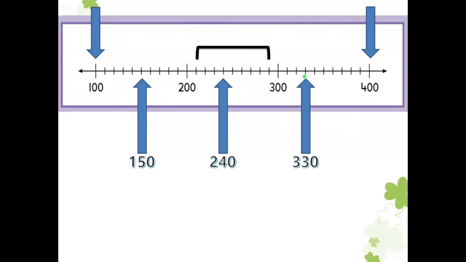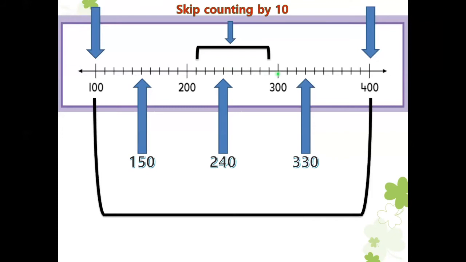Okay, so the number that is showing here, we have skip counting by 10. So we have 10, 20, 30, 40, 50, 60, 70, 80, 90, and 100. So that's 300. How about here? What skip counting we're going to use? So we have 100, 200, 300, 400. So we're going to use skip counting by 100.